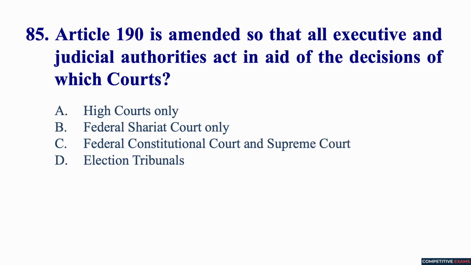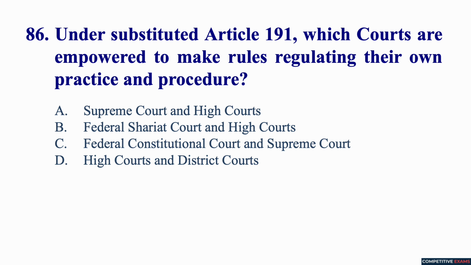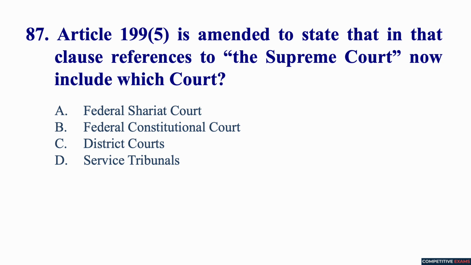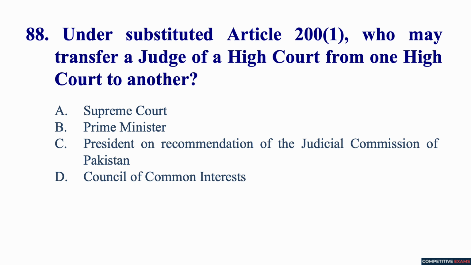Article 190 is amended so that all executive and judicial authorities act in aid of the decisions of which courts? Federal Constitutional Court and Supreme Court. Under substituted Article 191, which courts are empowered to make rules regulating their own practice and procedure? Federal Constitutional Court and Supreme Court. Article 199(5) is amended to state that in that clause, references to the Supreme Court now include which court? Federal Constitutional Court.